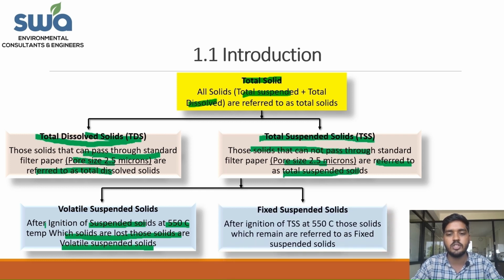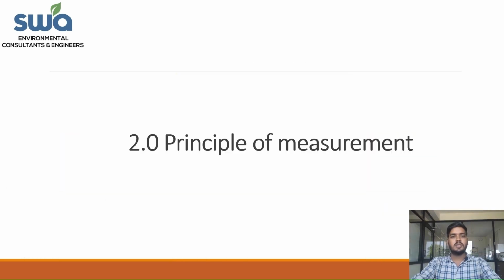Second is fixed suspended solids. After ignition of total suspended solids at 550 degrees centigrade, whichever solids remain can be referred to as fixed suspended solids. So this was a brief introduction about the solids: TDS, TSS, VSS and FSS. Now let's understand the principle of measurement of suspended solids, dissolved solids, volatile solids and fixed solids.